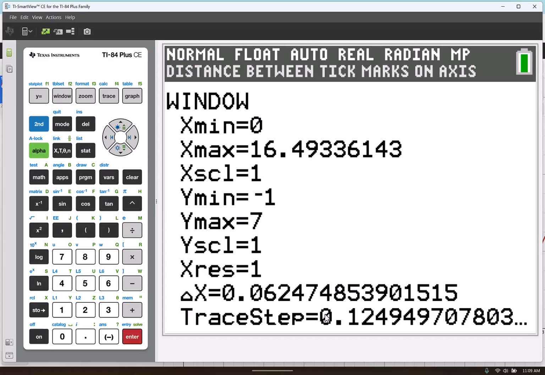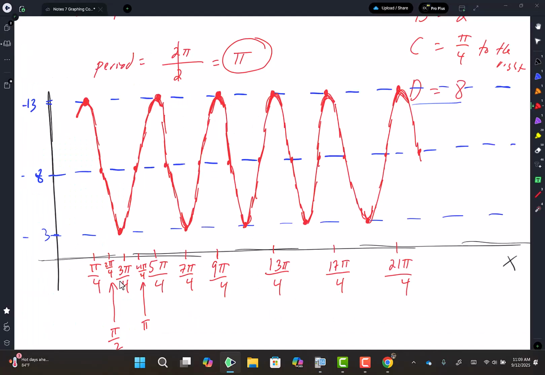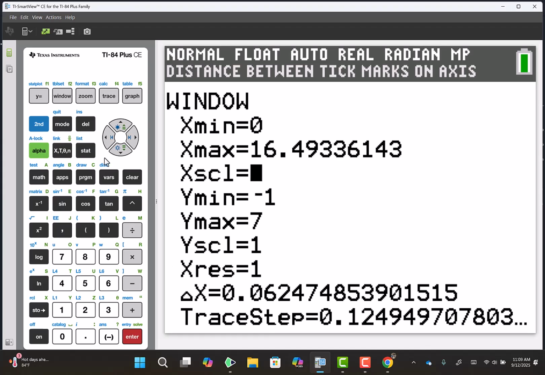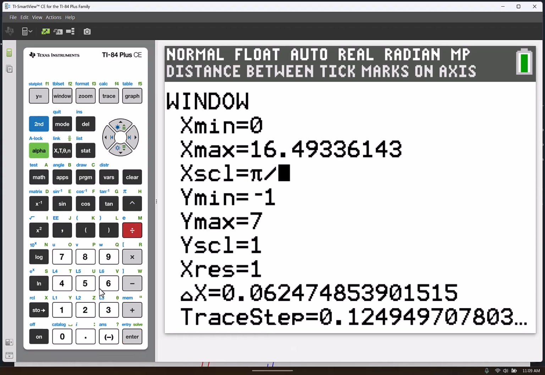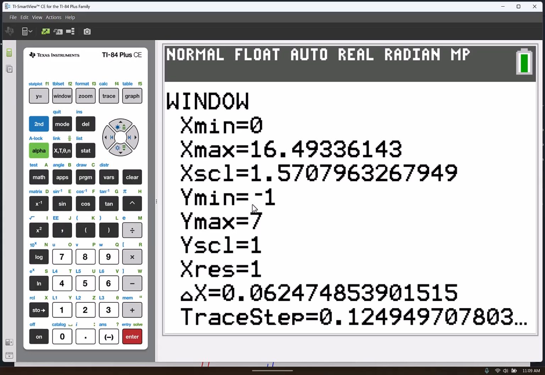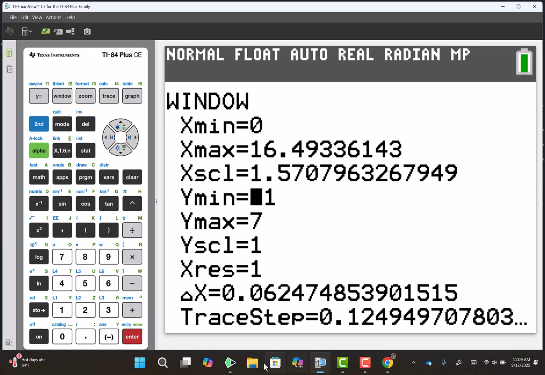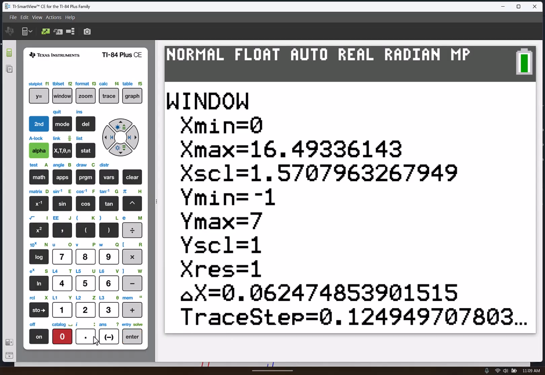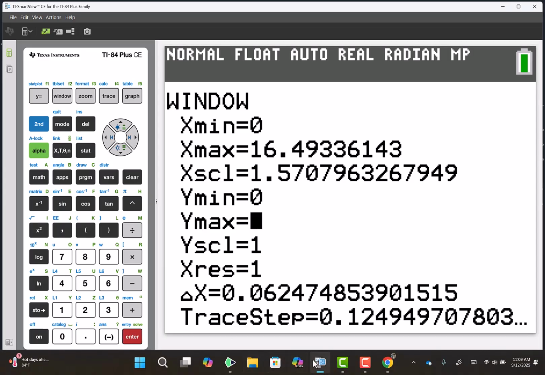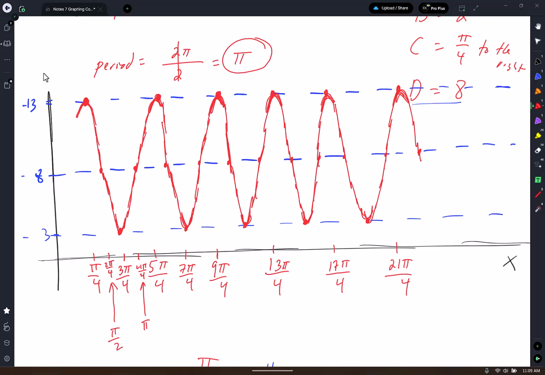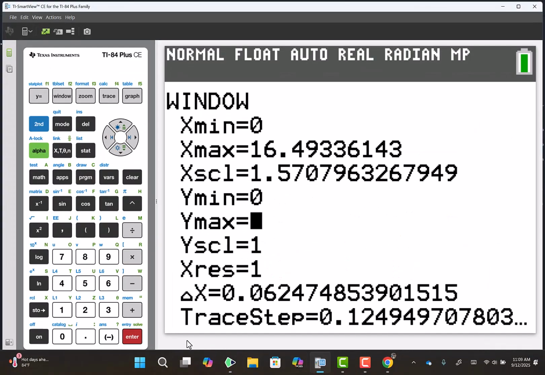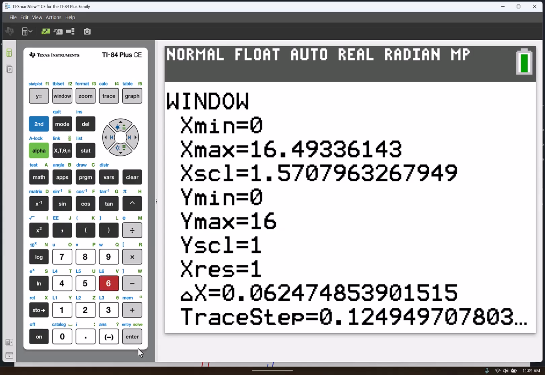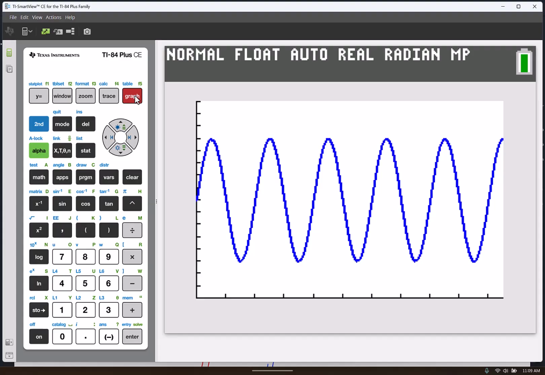That's fine. My x scale, you know what? I want to go by pi over 2 because I can see pi over 2 right there. So I'm going to make my scale by pi over 2. You can also make it the period if you want. Y min, I'm going to say 0. And then y max, I'm going to keep it symmetric. So I go to 13, so I'm going to go 3 above, so I'm going to say 16. Y scale, no, leave everything alone, push graph, and there it is.